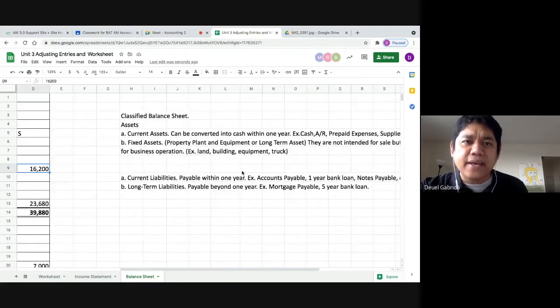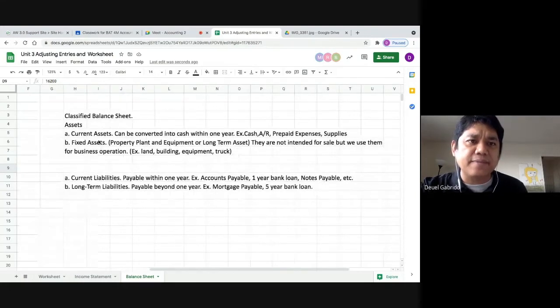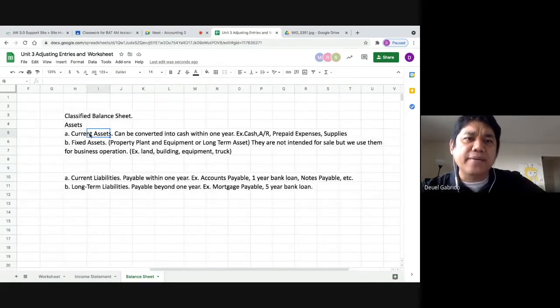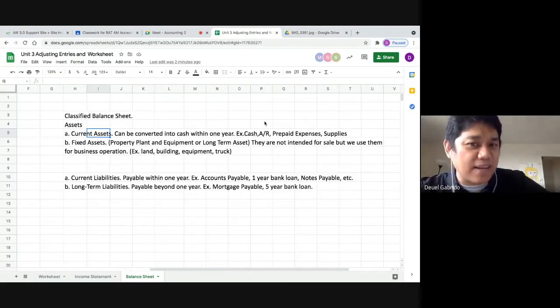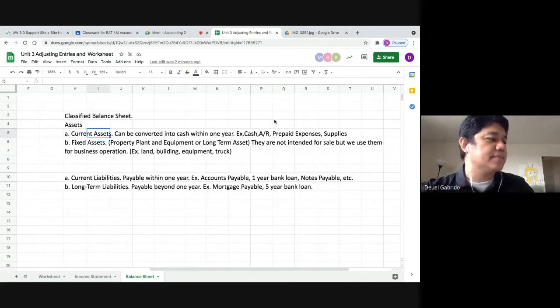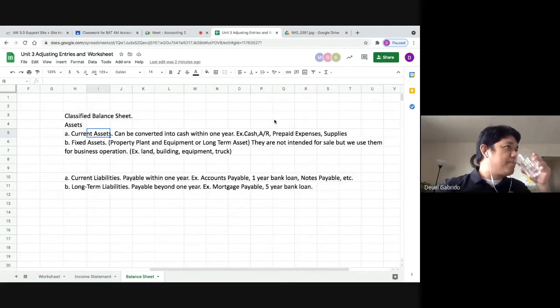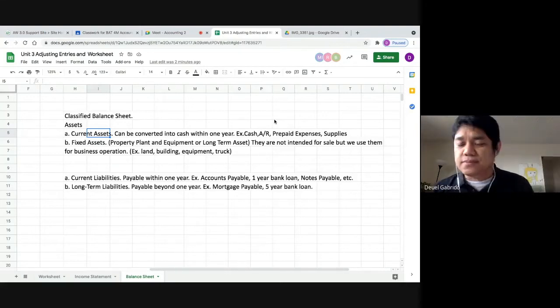So guys, by the way, when we say current assets, look, I put a definition here. Current assets are assets that can be converted into cash within 1 year. Example: cash, accounts receivable, prepaid expenses, and supplies. Can we convert cash into cash within 1 year? Cash to cash. How can you convert cash to cash? Can you explain that again? How can we convert cash to cash? Is that possible?